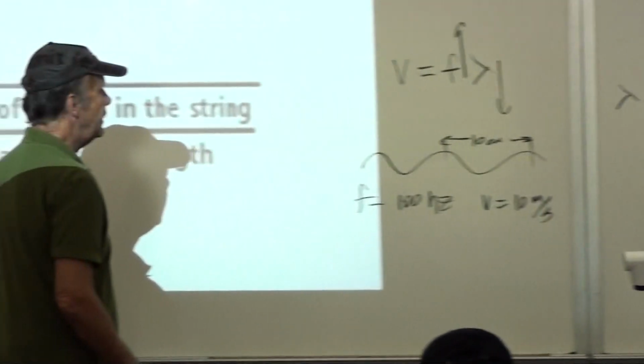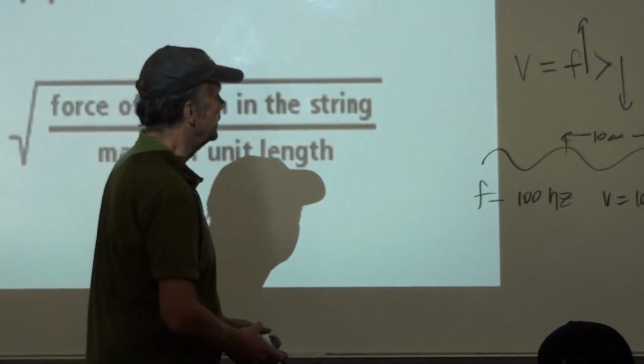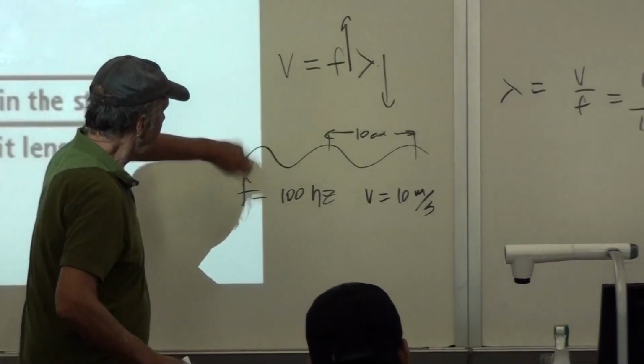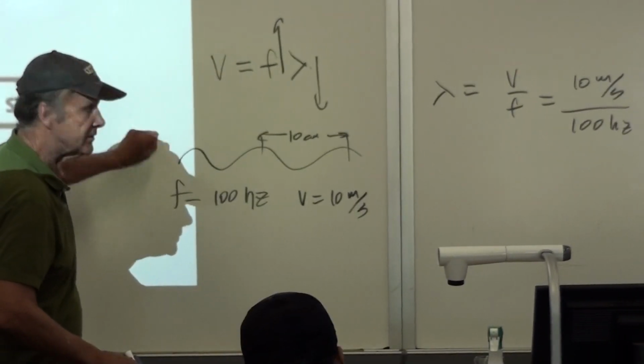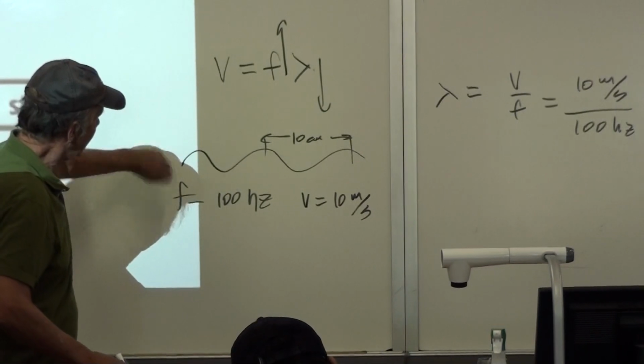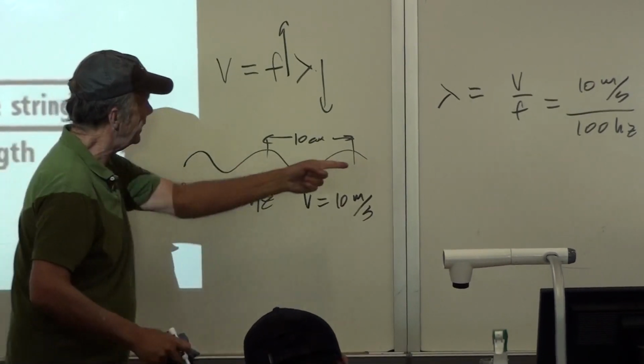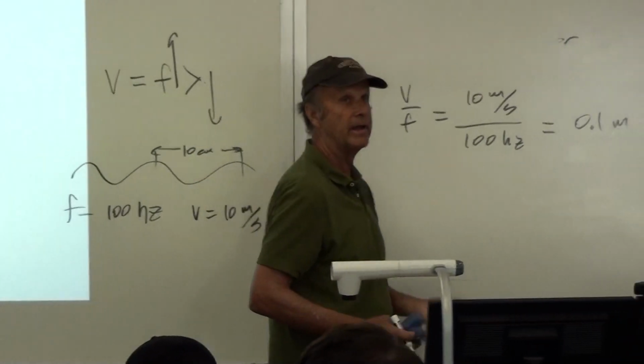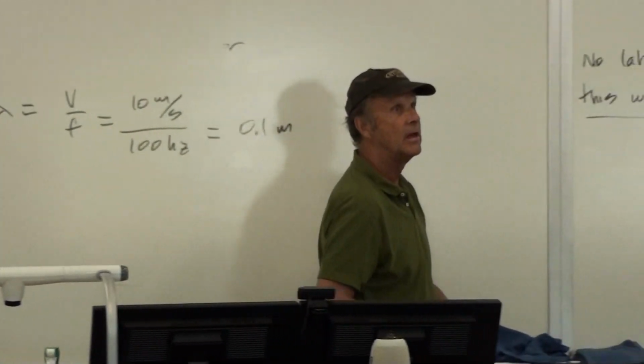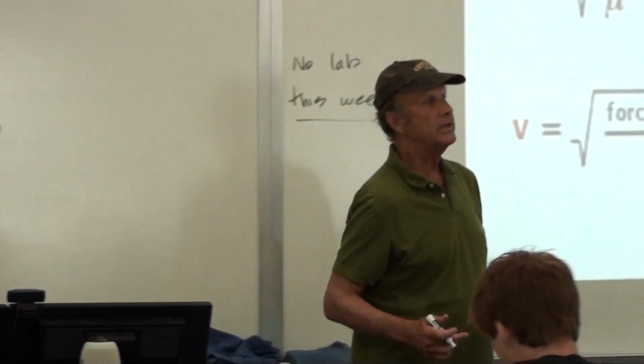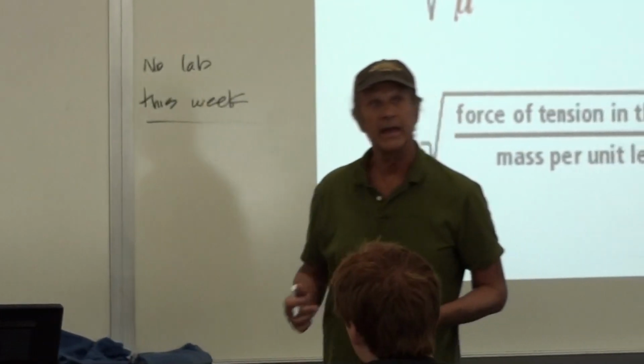Now, let's say that we increase the frequency. So how do I do that? Well, I'm just sitting here vibrating this thing. If I do it at 100 cycles per second, I'll send waves through that have a wavelength of 0.1 meters. But what if I increase that, say, by a factor of 10?